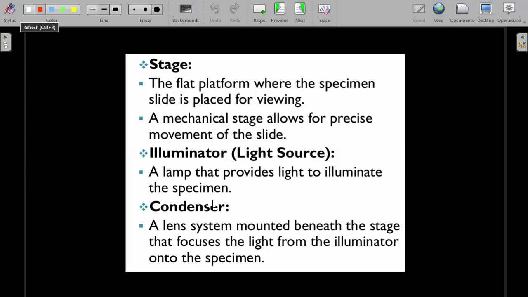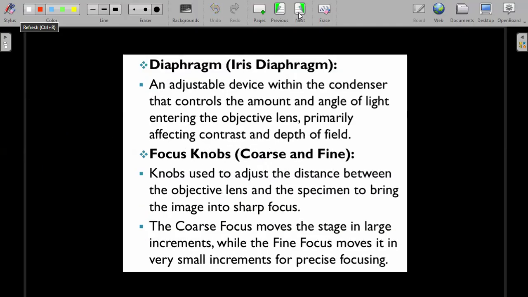Okay. So this one is the one which focuses the light to the specimen, isn't it? That's the function of a condenser. So this one focuses light to the specimen, from your source of light, which we've mentioned is an illuminator, isn't it? So that's the function of the condenser there. Okay, so those are some of the parts of the microscope and their function.